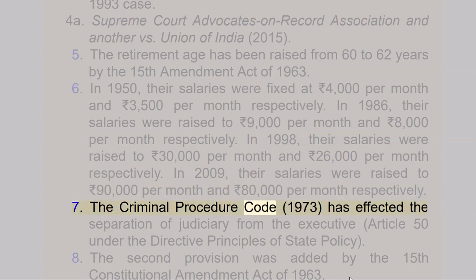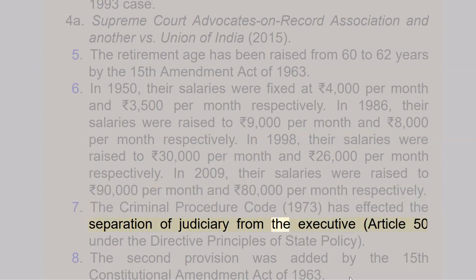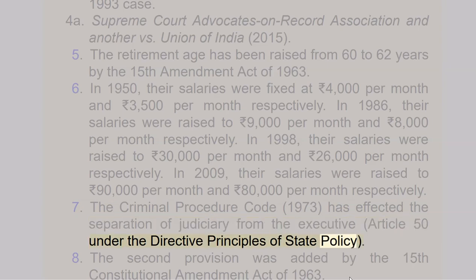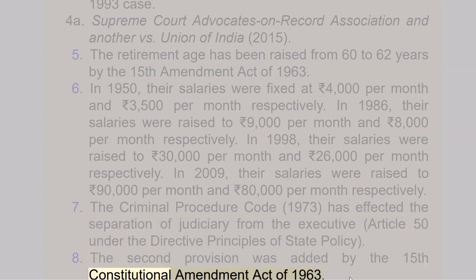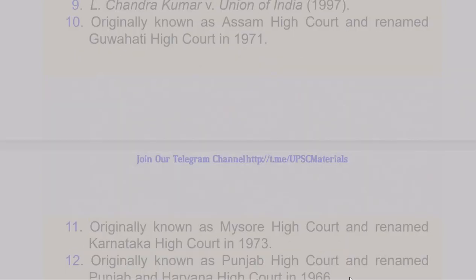7. The Criminal Procedure Code, 1973, has affected the separation of judiciary from the executive, Article 50 under the Directive Principles of State Policy. 8. The second provision was added by the 15th Constitutional Amendment Act of 1963. 9. L. Chandra Kumar vs. Union of India, 1997.